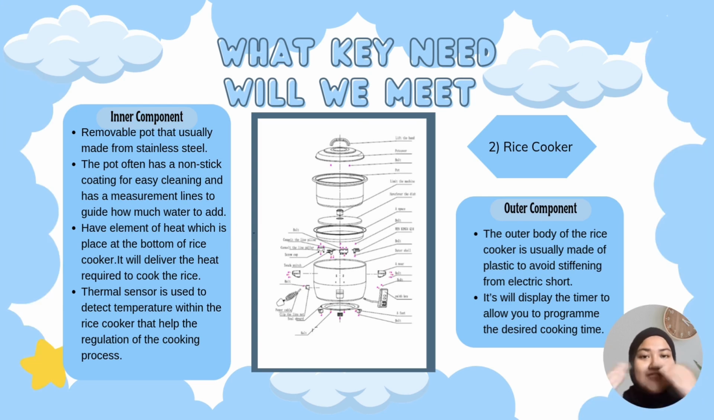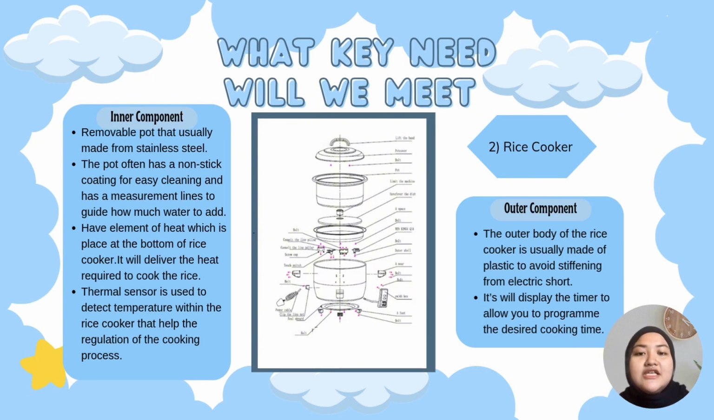Let's move to the second key, which is the rice cooker itself. For the inner component, there is the removable pot that is usually made from stainless steel. The pot often has a non-stick coating for easy cleaning and has measurement lines to guide how much water to add. It also has a heating element, which is placed at the bottom of the rice cooker. It will deliver the heat required to cook the rice.